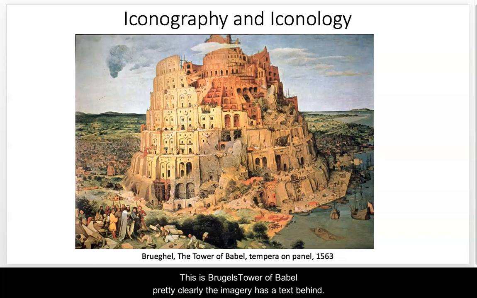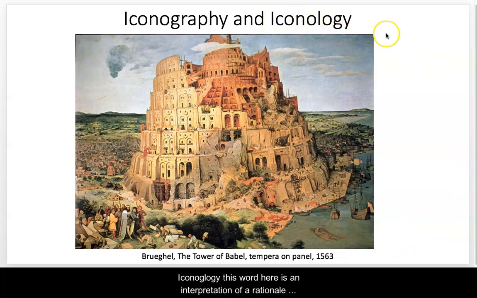This is Bruegel's Tower of Babel, pretty clearly imagery that has a text behind it. So we have the text from the Bible here about the Tower of Babel, and at the bottom we have the king who looks upon it as it's being pulled and kind of falling down. It's the idea that they're trying to reach to the heavens, and there's a cloud at top. God doesn't want it, so there's a whole story happening here.